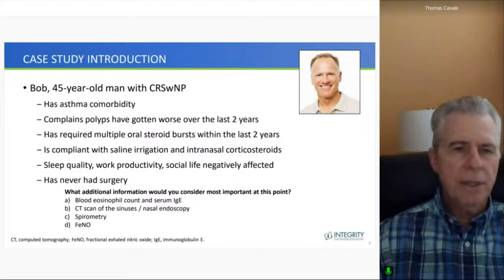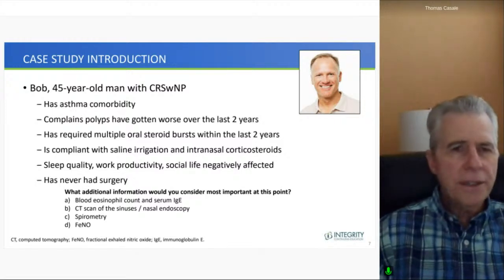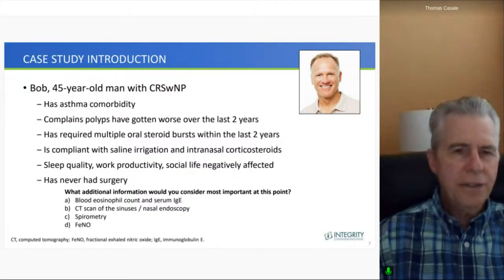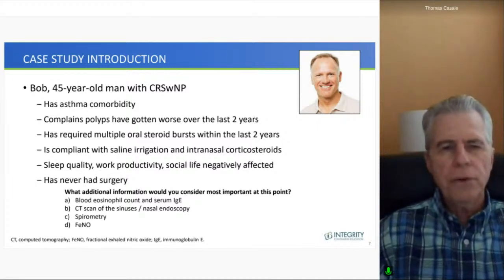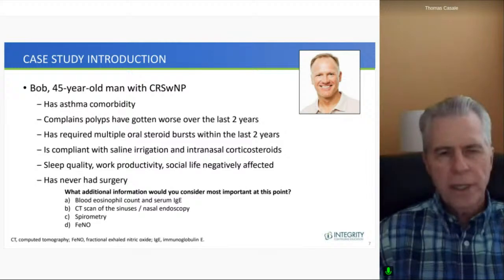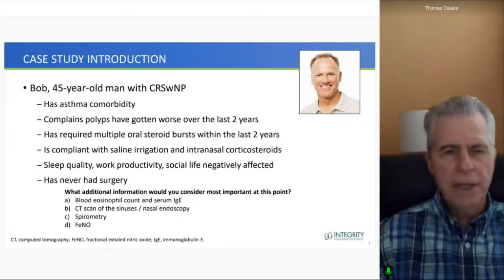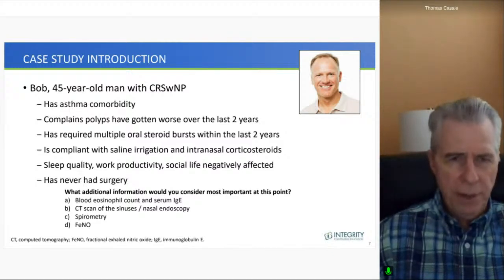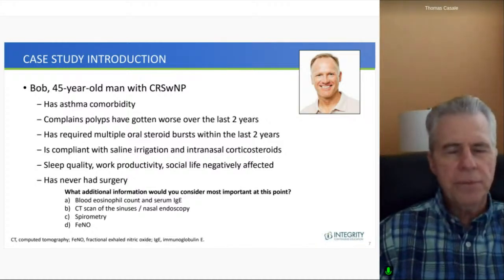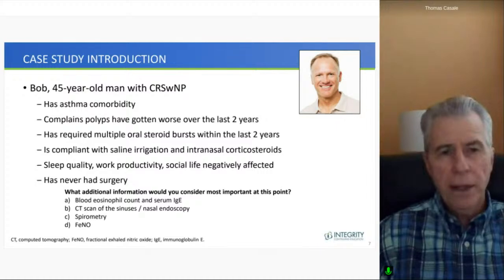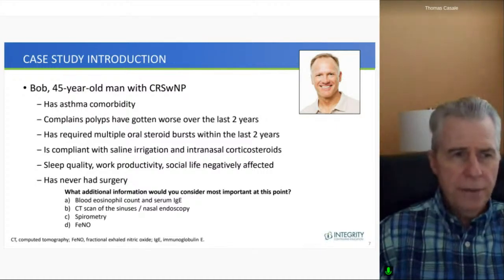Spirometry should be done just because he does have asthma and nasal polyps, and these patients tend to be worse. So the reason I would do it is that if he had really bad asthma as well as the nasal polyps, that might influence your decision, as you might want to do a biologic instead of endoscopic sinus surgery.